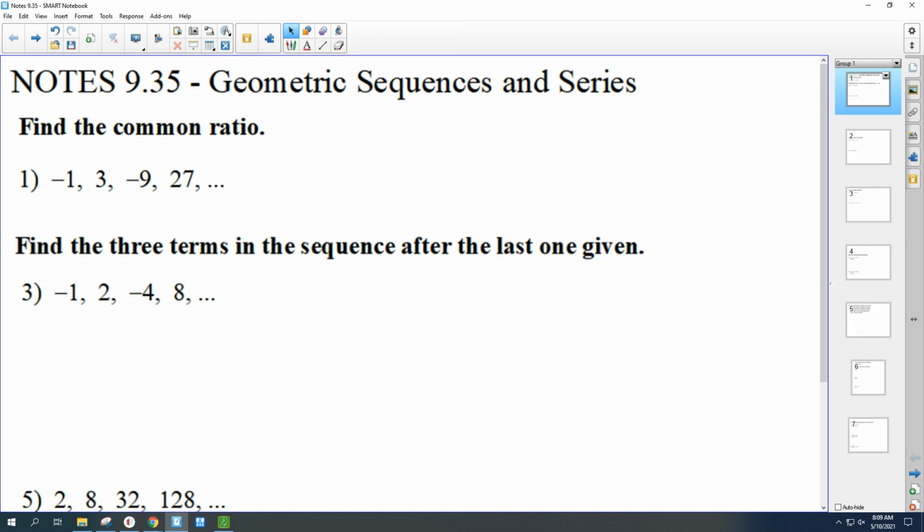Notes for 9.3 and 9.5. We're doing geometric sequences and series. So remember back last time, arithmetic meant we added. Geometric means we're going to multiply.